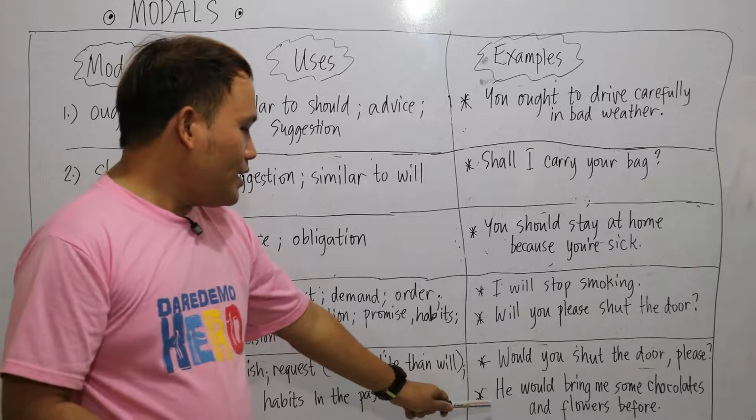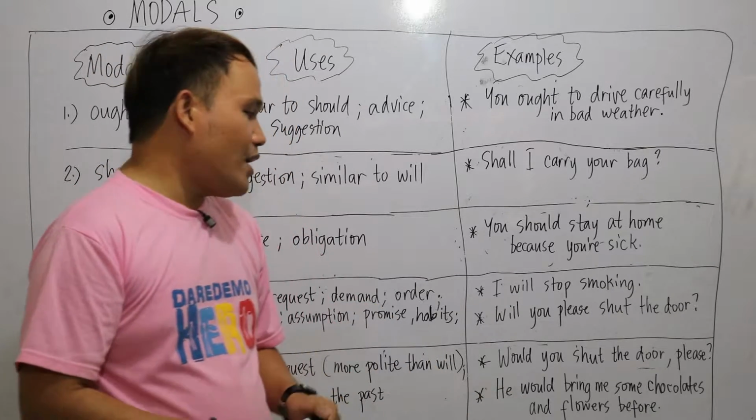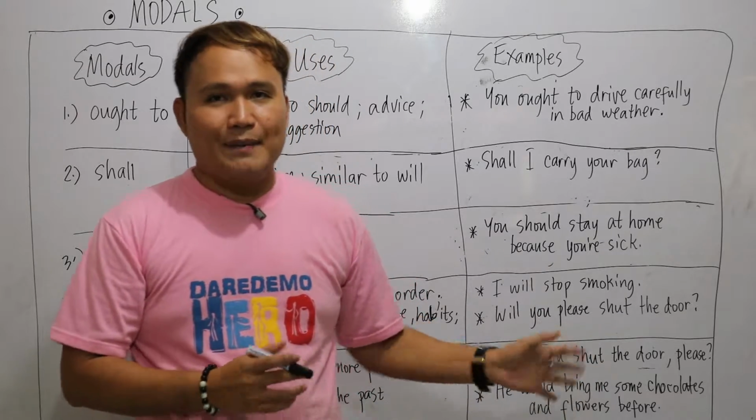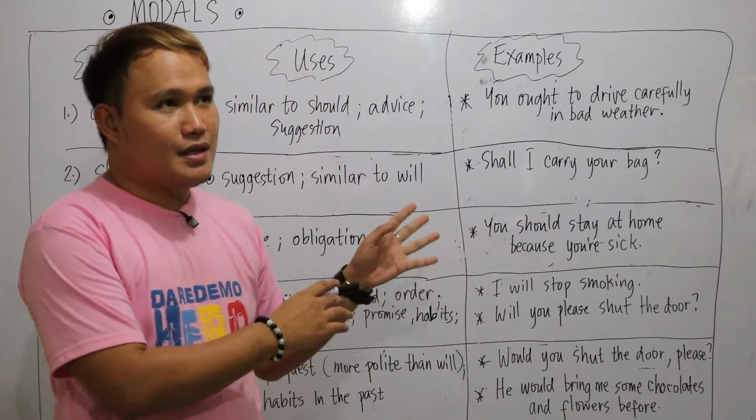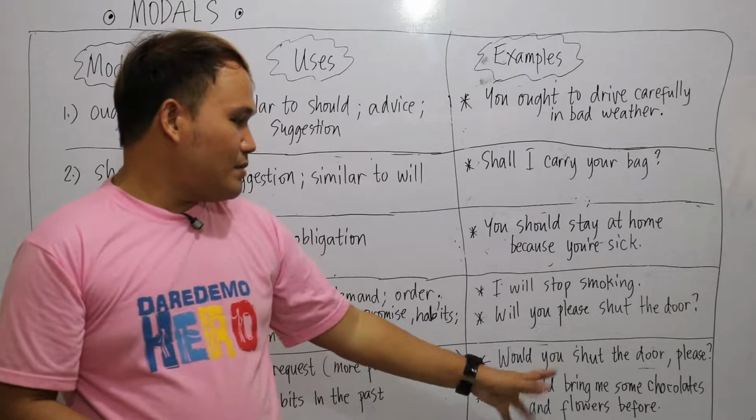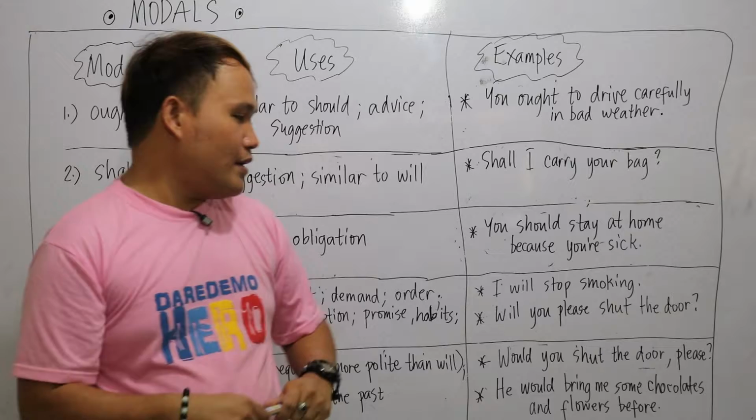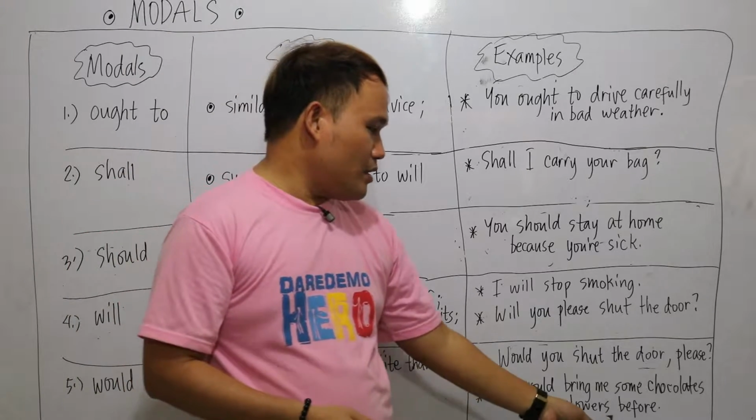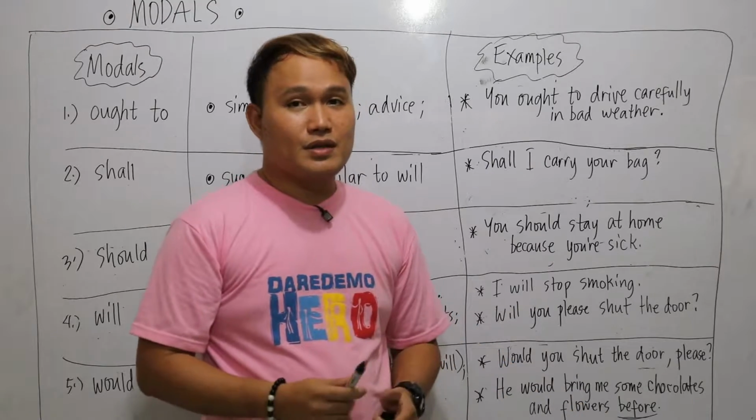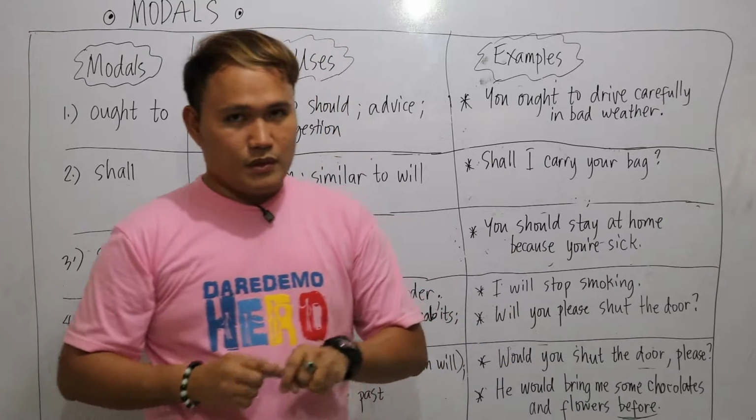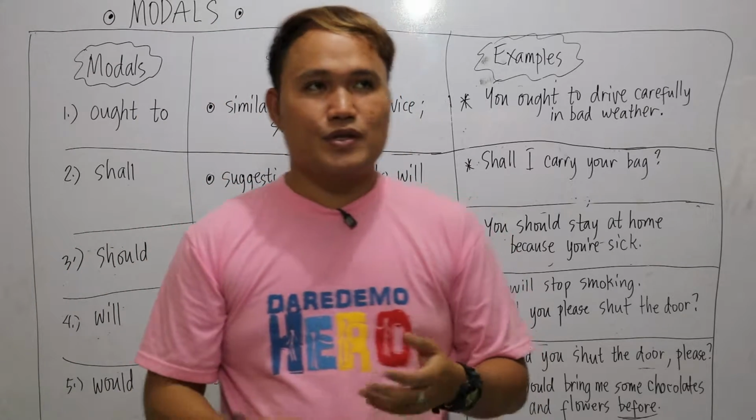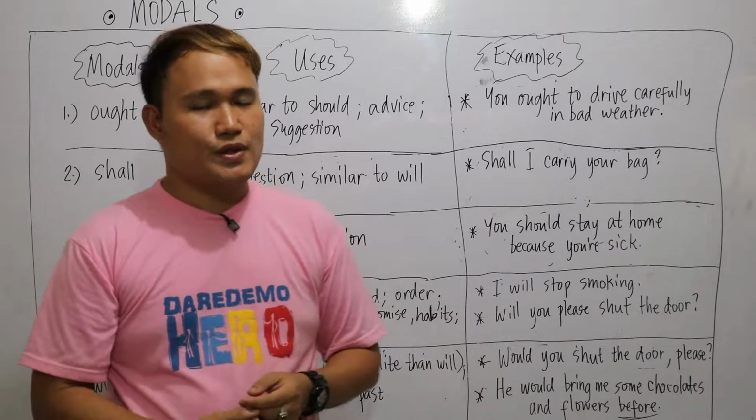This one: he would bring me some chocolates and flowers before. Now, this is simply speaking of the habits of that person that he has done to you. So he would bring me some chocolates and flowers, and the clue there that this one happened in the past, the verbal cue, is the word before. So it happened in the past. It's a habit before, it's his habit before to give chocolates and flowers.